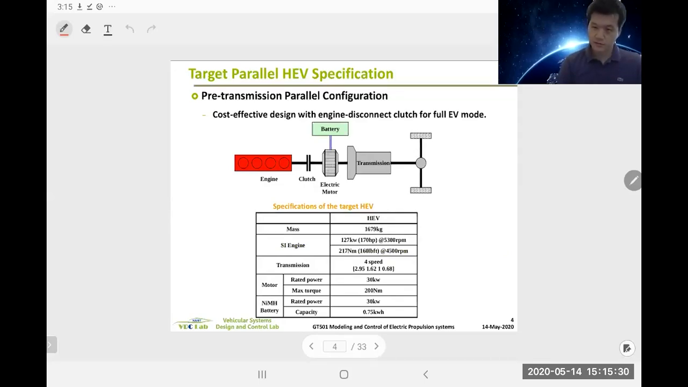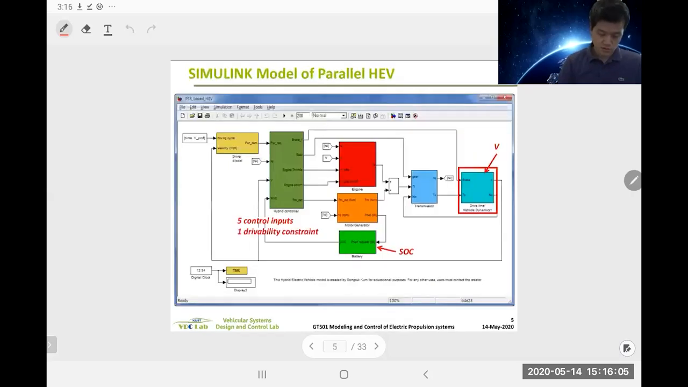So this is the target vehicle. This is a P2 hybrid. The motor is located between the engine and the transmission, okay? And these are the vehicle specifications, and I believe we handed out the model for homework number 2, right? Which is this model. So we have a driver model for velocity tracking, and we have vehicle dynamics, battery dynamics, and transmission, engine, and motor generator models, but those are mostly lookup tables, efficiency maps, okay?